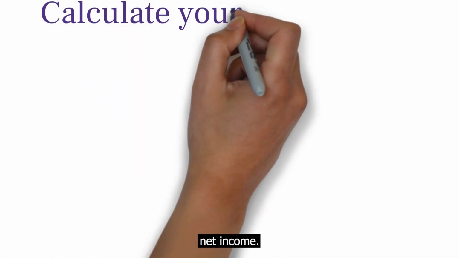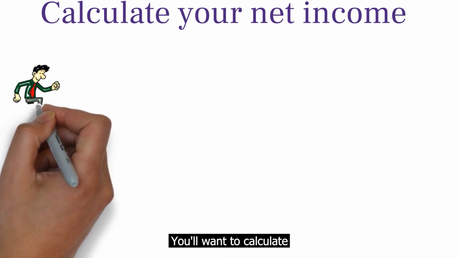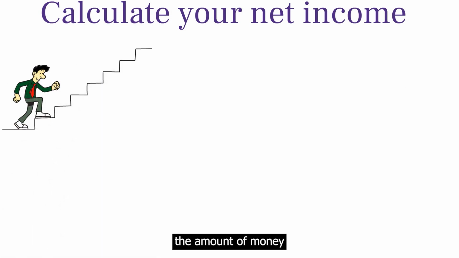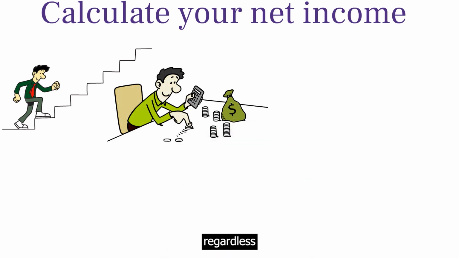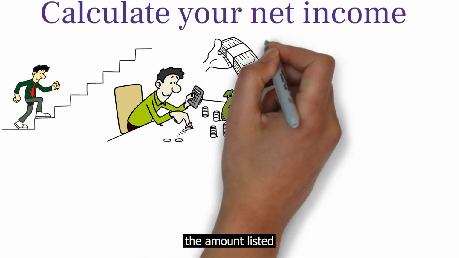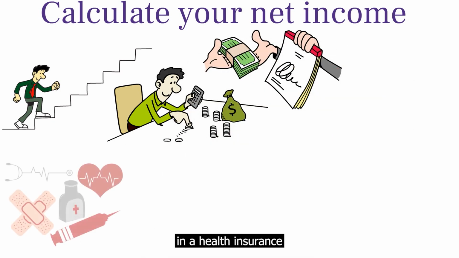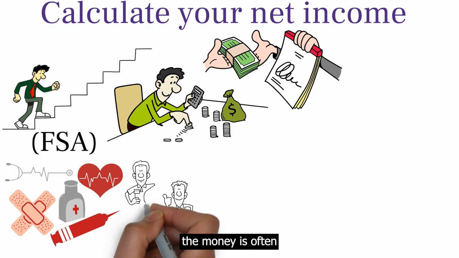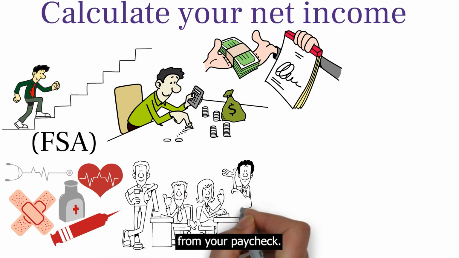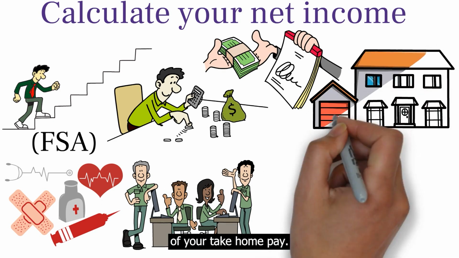Calculate your net income. The first step is to find out how much money you make each month. You'll want to calculate your net income, which is the amount of money you earn less taxes. If you receive a regular paycheck through your employer, regardless if you're part-time or full-time, the amount listed is likely your net income. Keep in mind that if you're enrolled in a health insurance plan, flexible spending account, FSA, and/or retirement account through your employer, the money is often automatically withdrawn from your paycheck. You'll want to subtract those deductions to make sure you have a clear picture of your take-home pay.